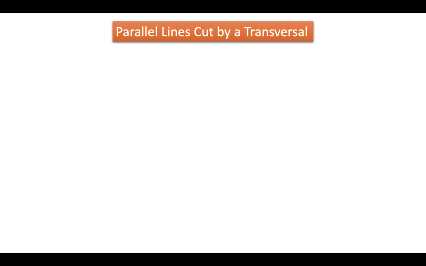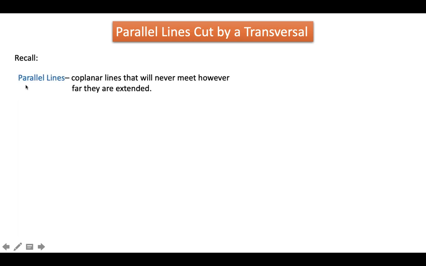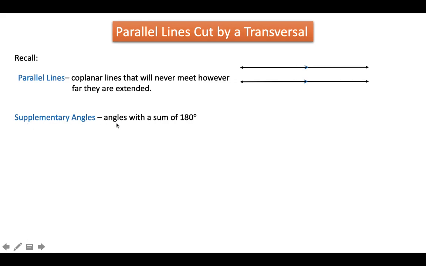Let us recall some mathematical terms related to parallel lines cut by a transversal. Let's start with the parallel lines. These are coplanar lines that will never meet however far they are extended. So if these two lines lie on the same plane and will never meet however far they are produced, then these two lines are said to be parallel. This blue arrow, if they are facing the same side, indicates that the two lines are parallel. Supplementary angles means the sum of these angles makes 180 degrees.